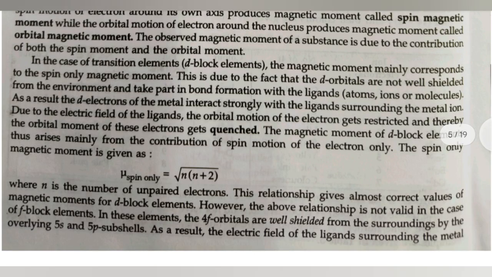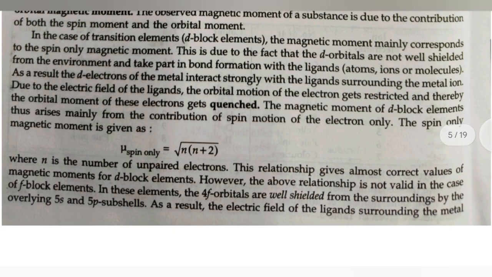The observed magnetic moment of a substance is due to the contribution of both the spin moment and the orbital moment. In the case of transition elements, the magnetic moment mainly corresponds to the spin-only magnetic moment. This is due to the fact that d orbitals are not well shielded from the environment and take part in the bond formation with ligands.